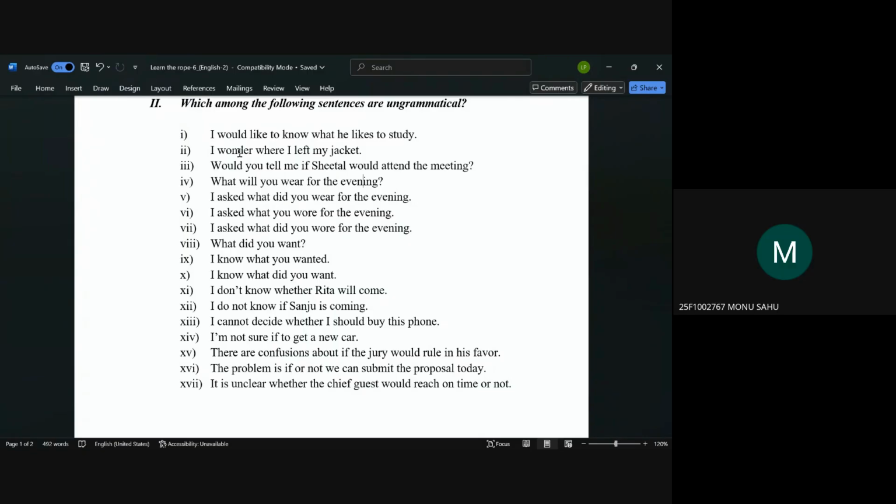But it should be like, "Would you tell me that" instead of "if," there should be "that," I think. No, why would you use that? If you use that, it becomes wrong. "Could you tell me that if?"